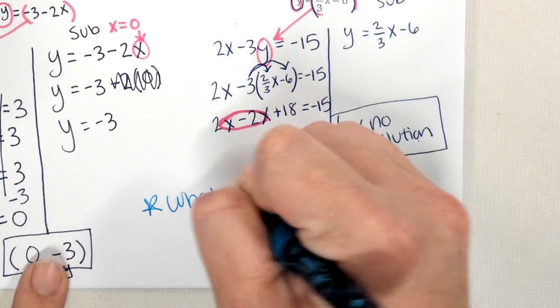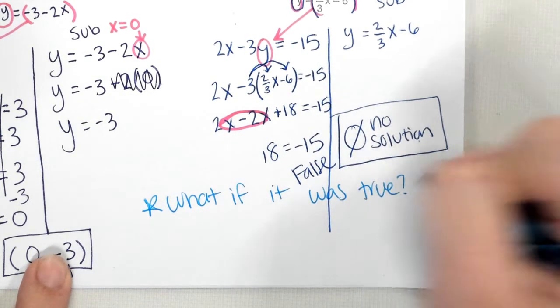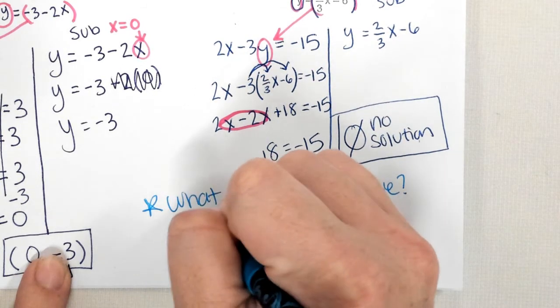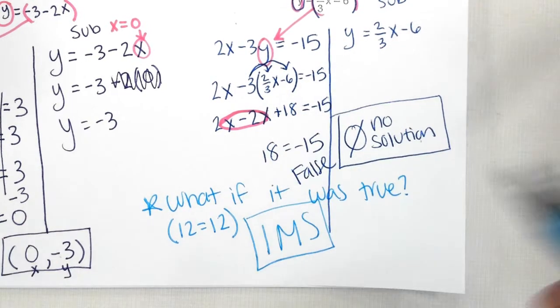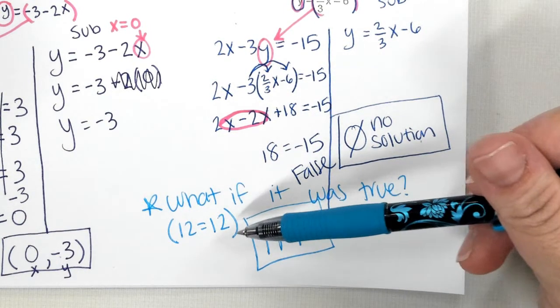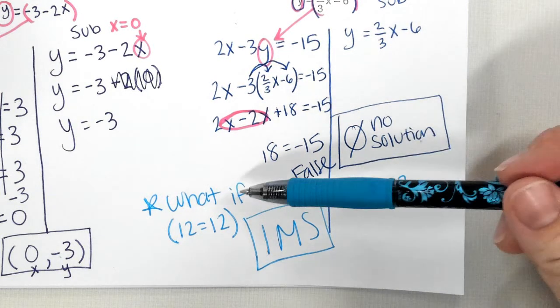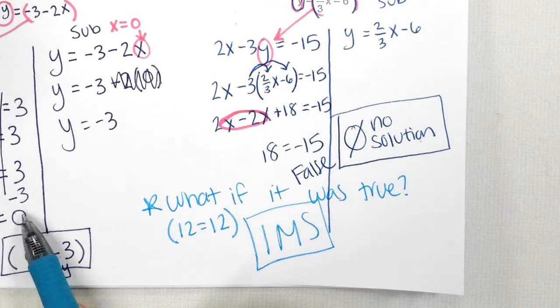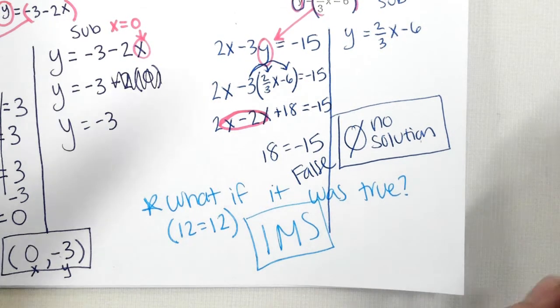So here's a question before we flip. What if it was true? For example, like 12 equals 12. It would be infinitely many solutions. So if your variables cancel and it makes a true statement, like 12 equals 12, that means your answer is infinitely many solutions. So false statements, no solution. True statements, infinitely many solutions. Now, if you have x equals 0, did your variables cancel? No, I still have x. It just equals 0. That's okay. 0 is a number. Don't freak out about that, okay? These are very different. Okay, when you're done writing that down, I want you to flip to the back.